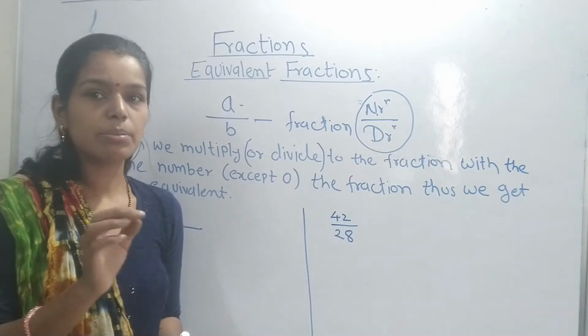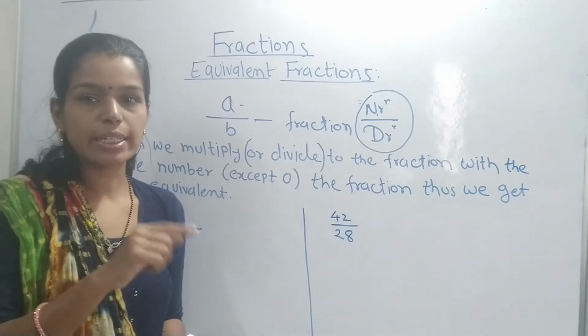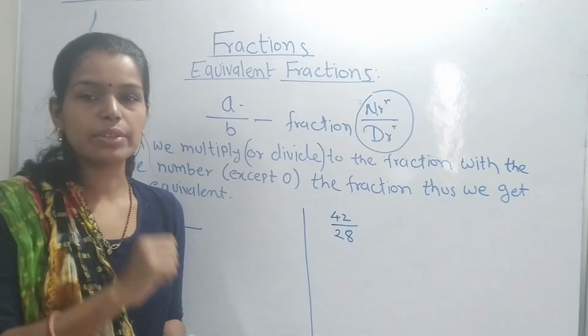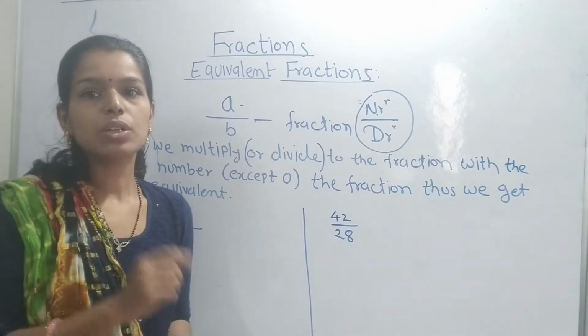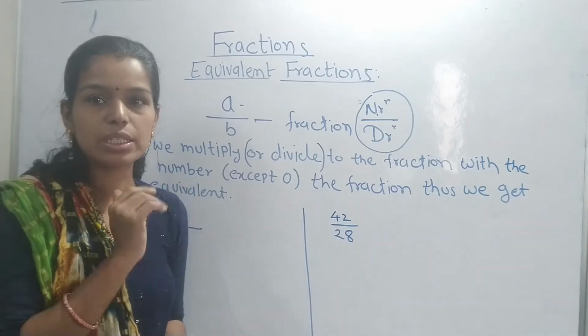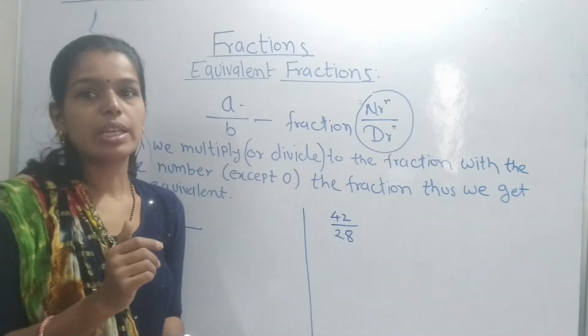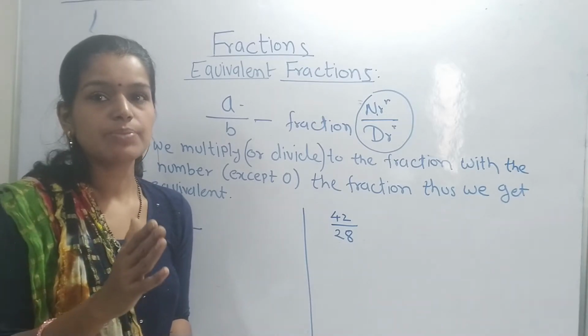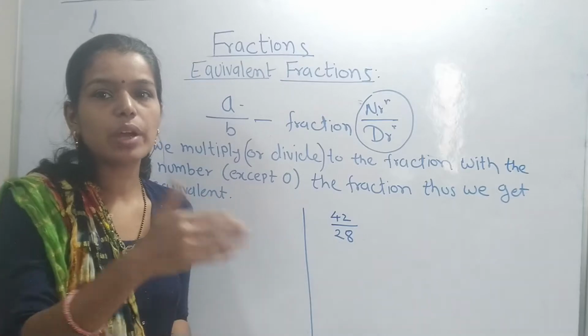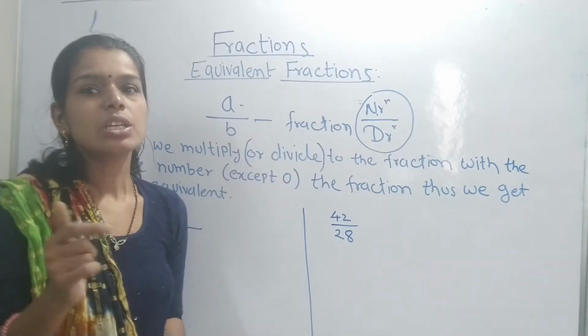Then if the number has a multiple of 4 in the ones and tens place, then the number is divisible by 4 also. Then what is the divisibility test of 5? If the number contains 0 or 5 in its unit place, then the number is divisible by 5. Then what is the divisibility test of 6? If the number is divisible by both 2 and 3, then the number is divisible by 6. So these are some divisibility tests. You can go through it.